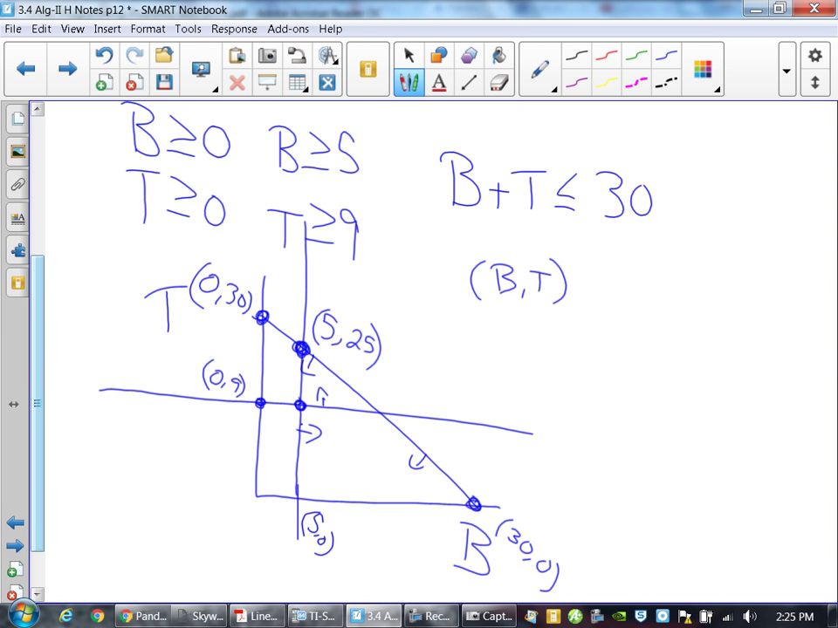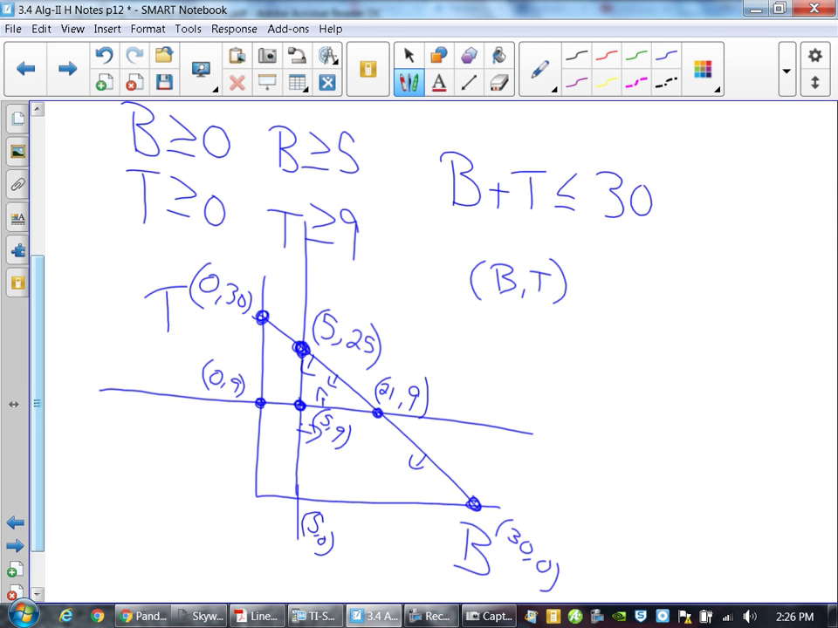It's moving this way. What's that ordered pair? 5 and 9. This one is something and 9. 9 plus what is 30? So you get your boundary.